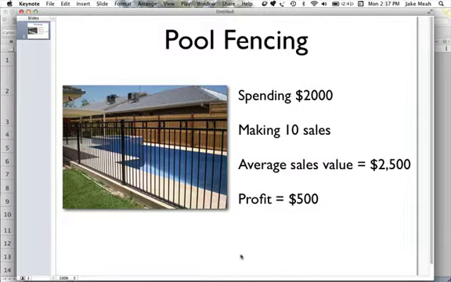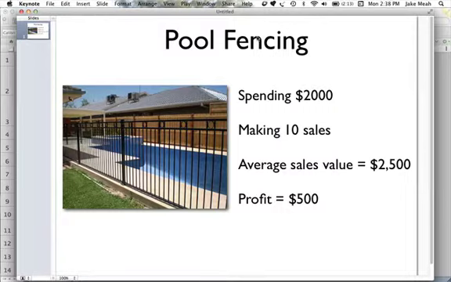So I'll show you an example for a pool fencing company, and I'm kind of guessing with some of the figures here. I actually don't know what the actual spend or sales figures may be, but just run with this example with me, and the tool I give you is going to enable you to make those changes so it actually fits your example.